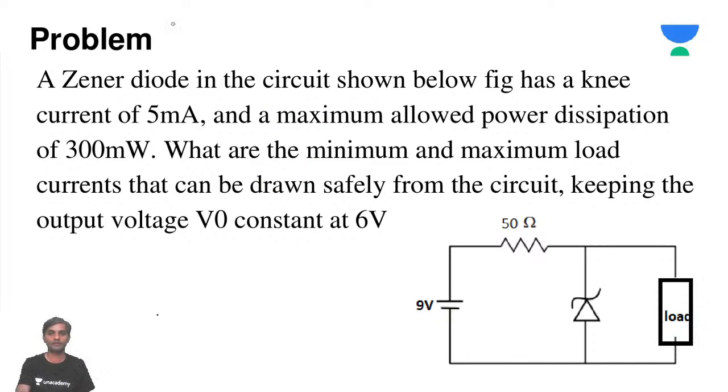So here comes the problem. A Zener diode shown in the below figure has a knee current of 5 milliamps and a maximum allowed power dissipation of 300 milliwatts. What are the minimum and maximum load currents that can be drawn safely from the circuit, keeping the output voltage constant at 6 volts? Can you try for 2 minutes? I'll explain otherwise.